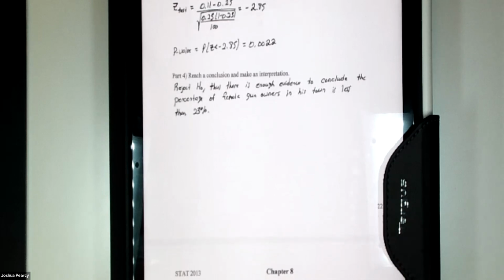Then using this p-value and comparing it to alpha, since the p-value is less than alpha, you reject the null hypothesis and conclude there is enough evidence that the percentage of female gun owners in his town is less than 23%. All right.